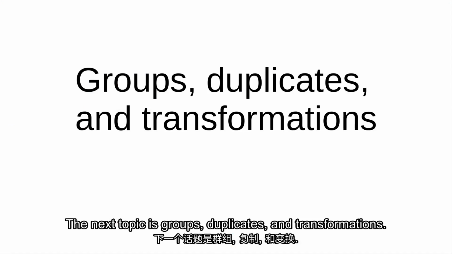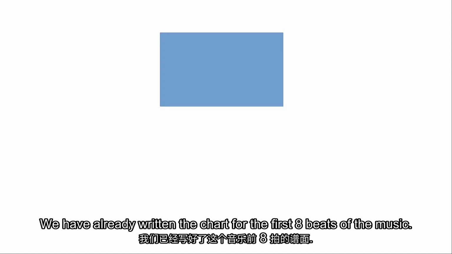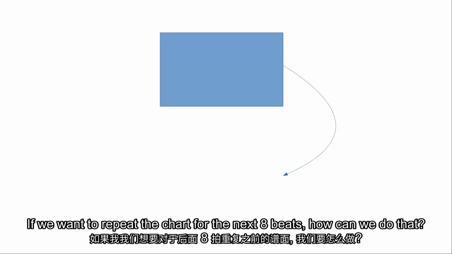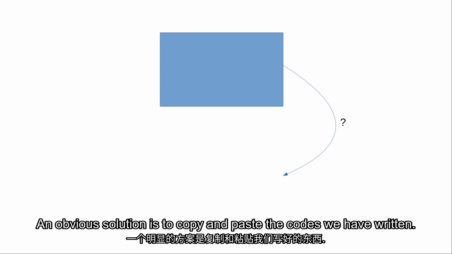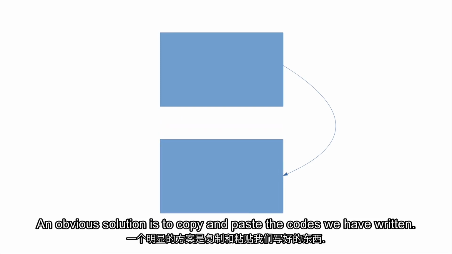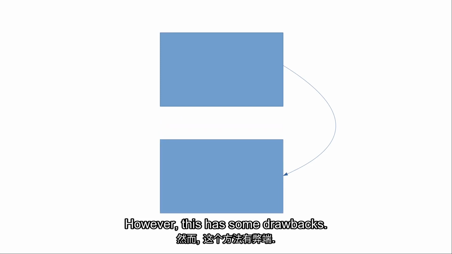The next topic is groups, duplicates, and transformations. We have already written the chart for the first 8 beats of the music. If we want to repeat the chart for the next 8 beats, how can we do that? An obvious solution is to copy and paste the codes we have written. However, this has some drawbacks.